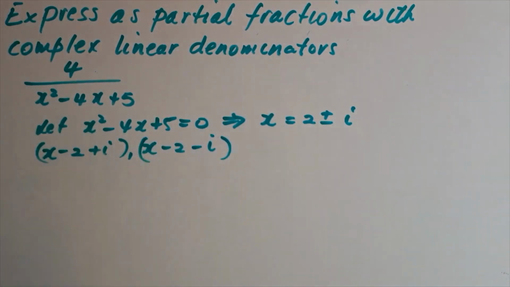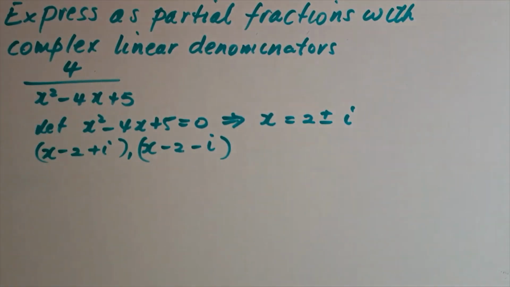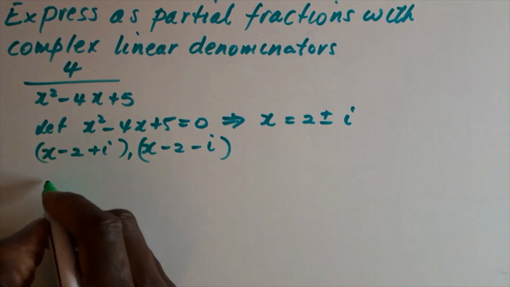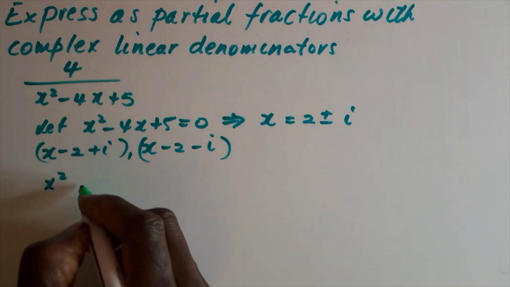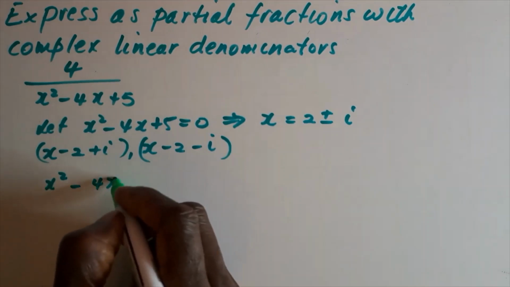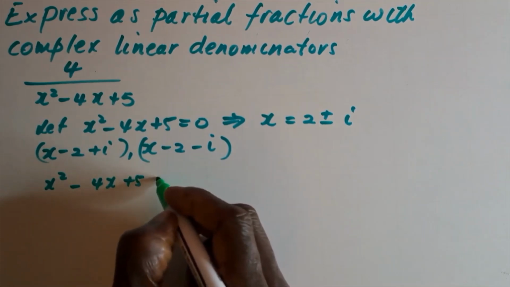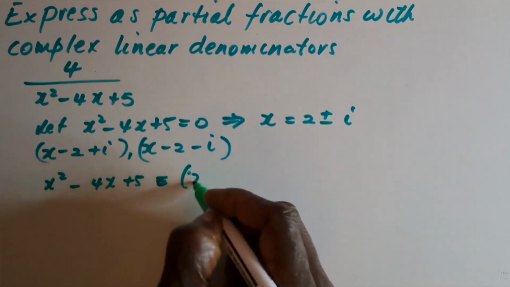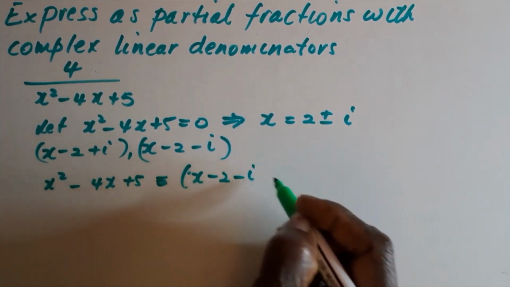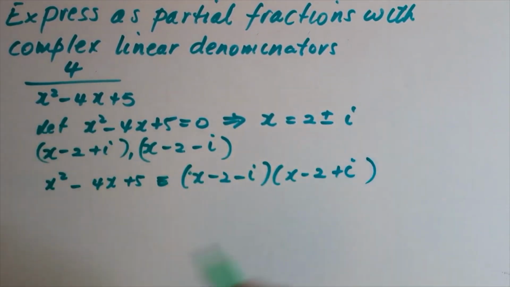Again, here to get these factors, I've done a previous video just yesterday where I use the factor theorem, and I use this to determine the factors of this quadratic equation. Now we can write that x squared minus 4x add 5 is equivalent to x minus 2 minus i, brackets x minus 2 add i.